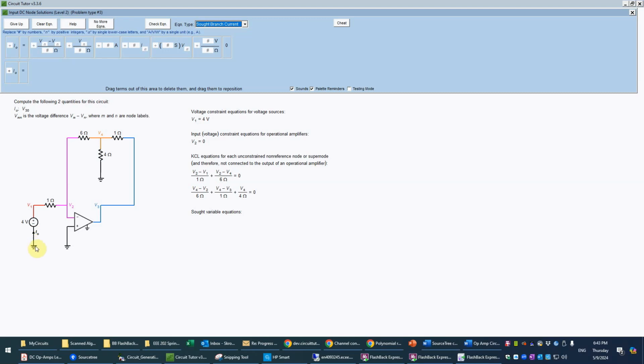However, in this case, we're lucky because it's in series with a resistor. So we can use the current through that resistor going to the right, which would have to be the same as I0. If there were multiple things connected here, we would have to add currents going in different directions. But fortunately here there's just one, so that makes it very simple.